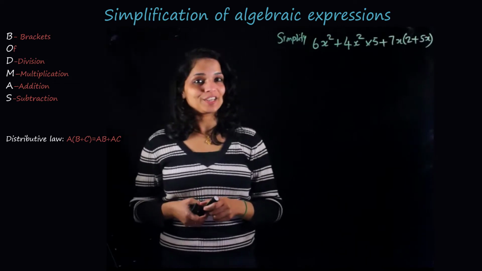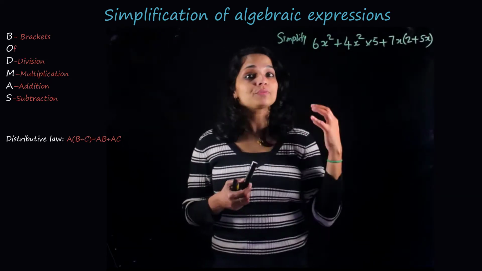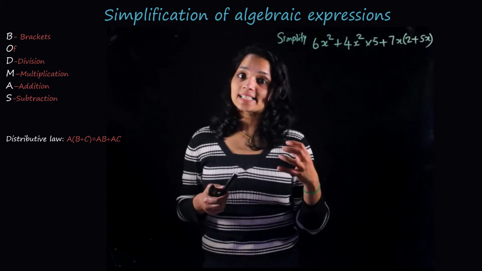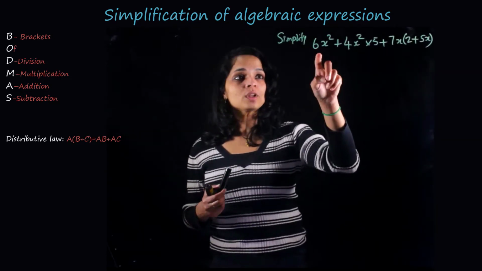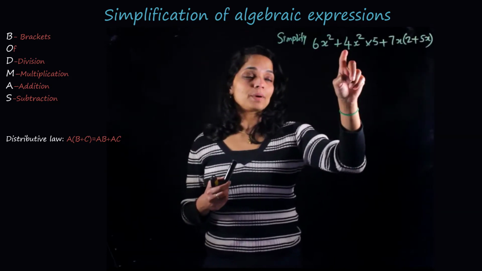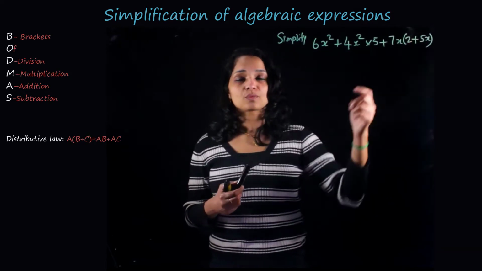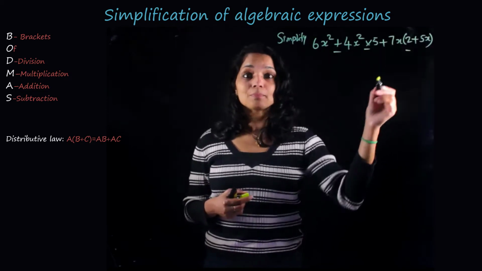Let's learn in this video how to simplify some more algebraic expressions. In a previous video, we've done some simplification of algebraic expressions by collecting the like terms together. But this is a little more complex example: 6x squared plus 4x squared times 5 plus 7x times (2 plus 5x). So there's an addition here, multiplication in here, and brackets as well.